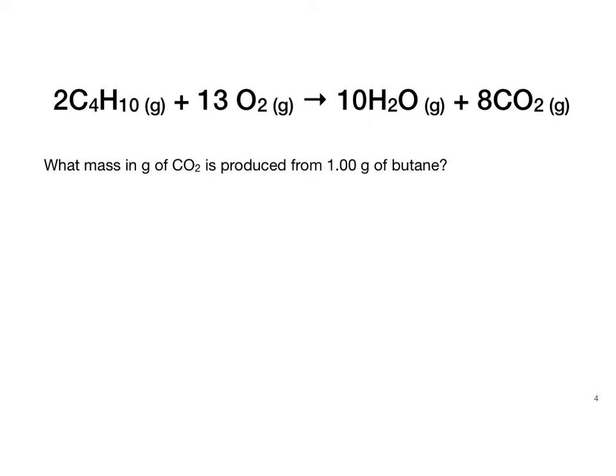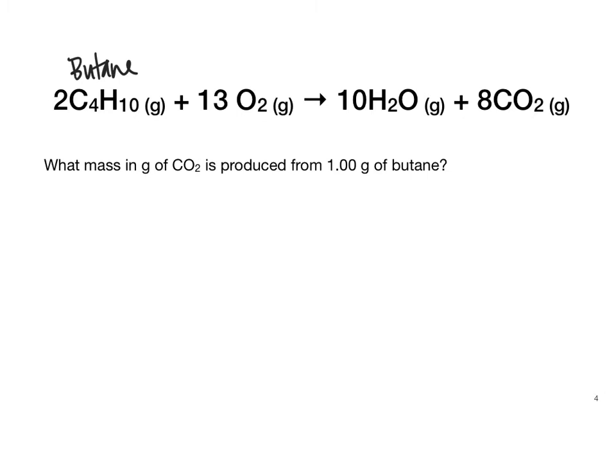So in this case, we have the combustion of butane. This molecule right here is butane. If you remember, in any combustion reaction, it's the combustible component plus oxygen gas that yields water and carbon dioxide. So what mass in grams of CO2 is produced from 1 gram of butane?